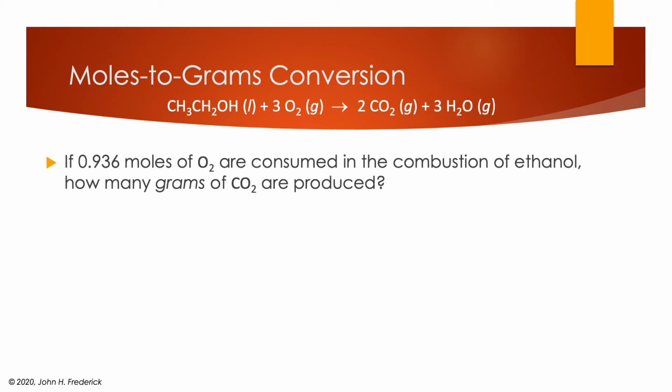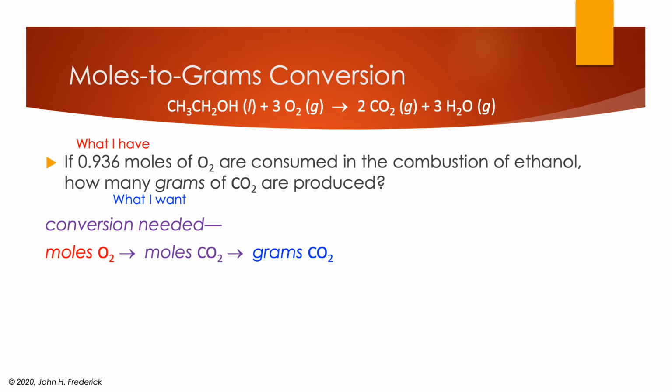All right, let's go to the next type, moles to grams. Now we're going to say if we use 0.96 moles of oxygen in the combustion of the ethanol, how many grams of carbon dioxide are produced? So we're going from moles of oxygen to grams of carbon dioxide. What I have is the moles of oxygen. What I want is how many grams of carbon dioxide are produced. And the conversions I'm going to need are first to go from moles of oxygen to moles of carbon dioxide, then to grams of carbon dioxide.